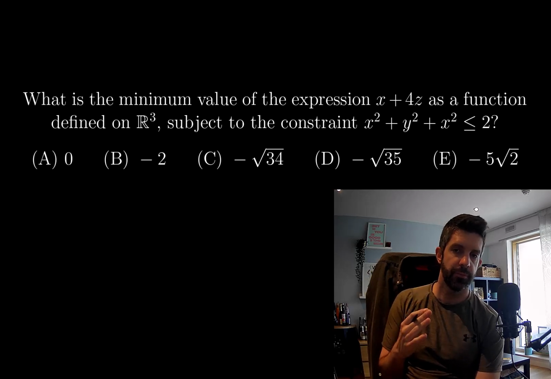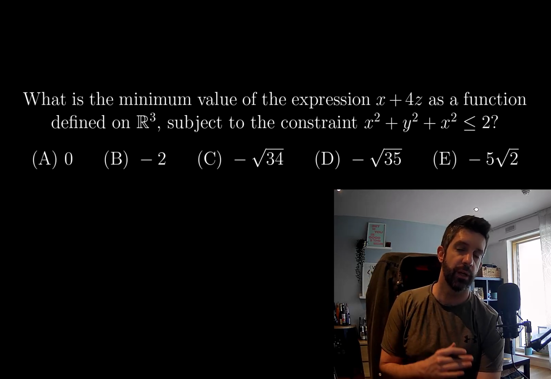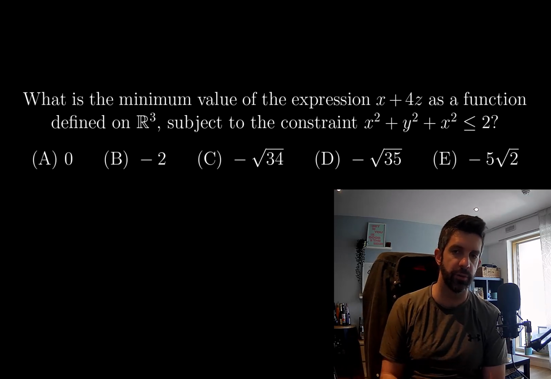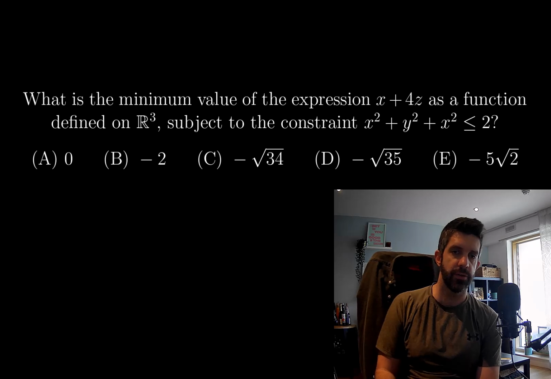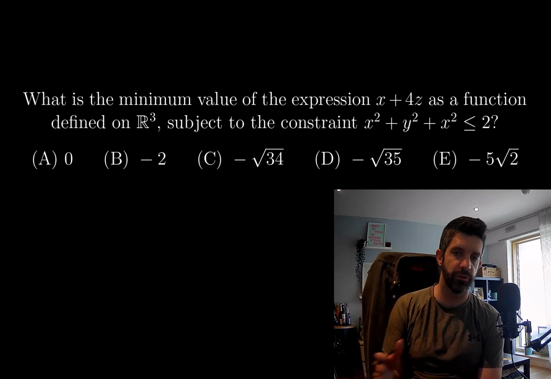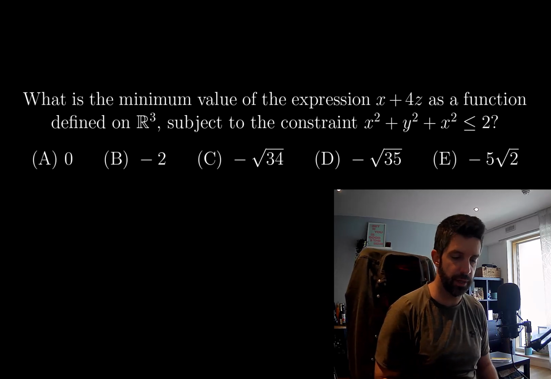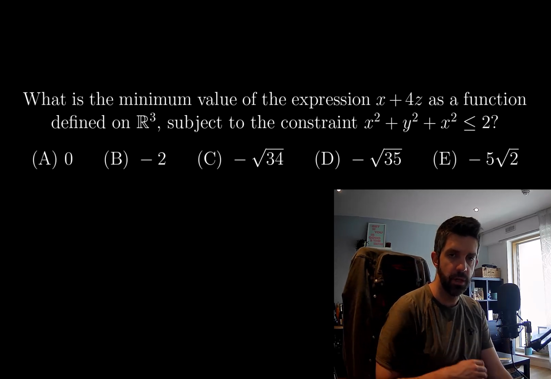The first thing that jumps in my head right away is to treat this as a constrained optimization. So we have a function x plus 4z, which is a function of 3 variables, even though y doesn't appear. And we have a constraint x squared plus y squared and so on. So we can set up the equations that we need to be satisfied for that constrained optimization.